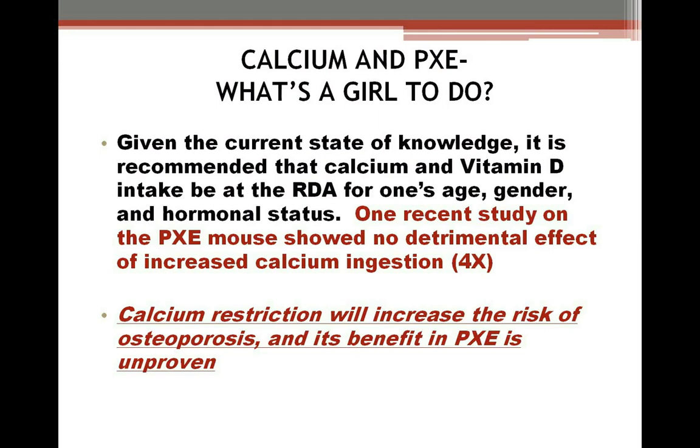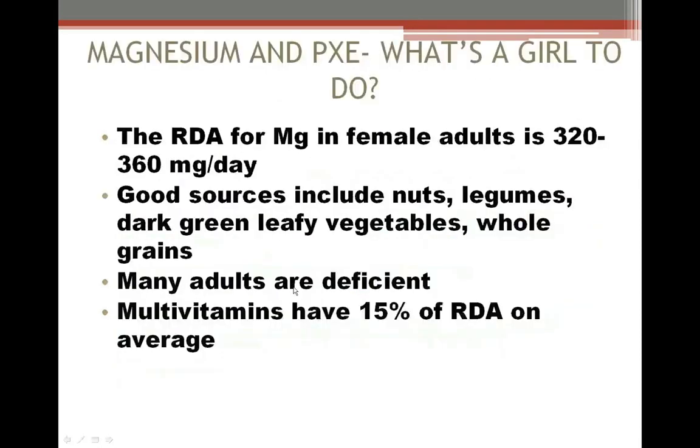Given the current state of knowledge, it is recommended that calcium and vitamin D intake be at the recommended daily allowance for one's age, gender, or hormonal status. One nice thing about having the PXE mouse, and again, the PXE mouse is not the PXE human, but the disease is similar enough in both mice and humans that we can draw some conclusions or at least find some clues to what to study. At least in mice, increasing calcium ingestion by 4 times, that would be the equivalent of taking in about 6 grams a day of calcium, which is a lot of calcium in a human, showed no detrimental effect on PXE.